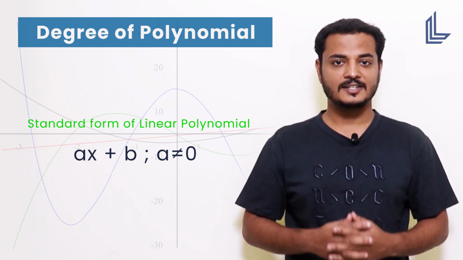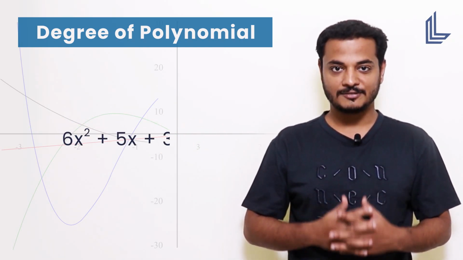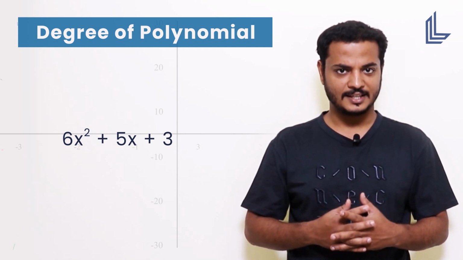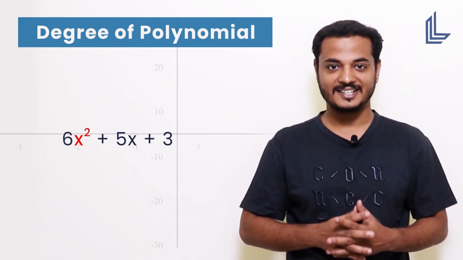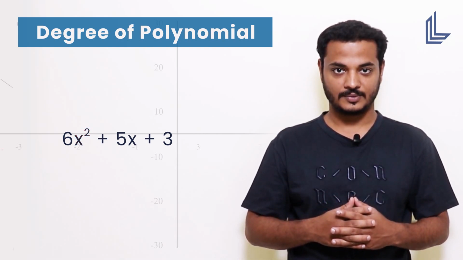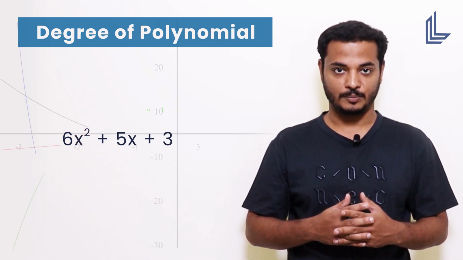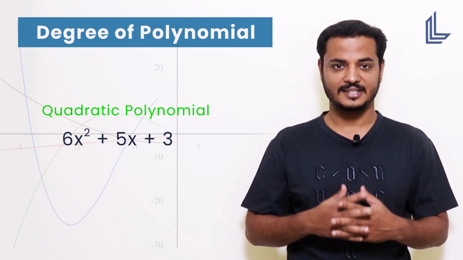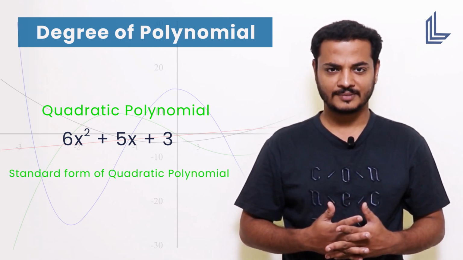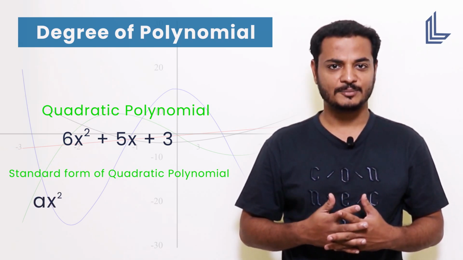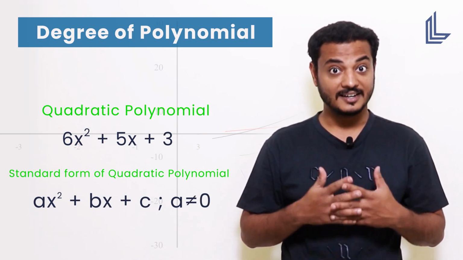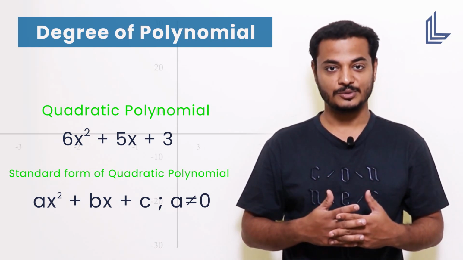Now consider this expression, 6x squared plus 5x plus 3. Can you tell what is the degree of this polynomial? The highest power of x in this expression is, yes, you got it right, it's 2. So we say that this is a polynomial with degree 2. This is also known as a quadratic polynomial. Quadrate means square and hence the name quadratic polynomial. Now can you write down the general expression for a quadratic polynomial? It's very simple. The general expression for a quadratic polynomial is ax squared plus bx plus c, where a, b and c are real numbers and a is not equal to 0.